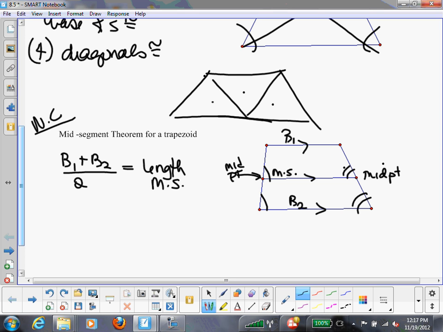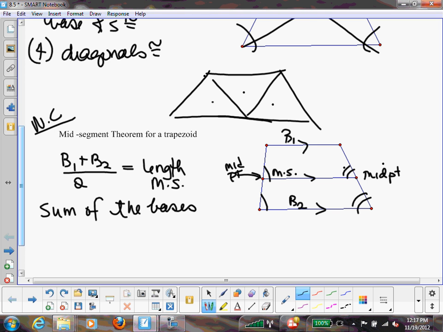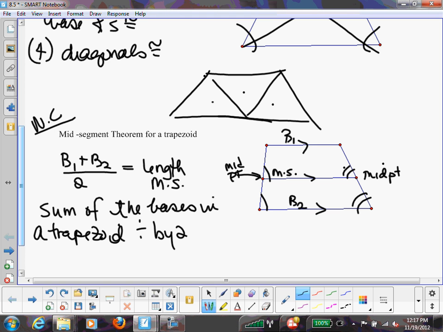So let me write that out. So the sum of the bases in a trapezoid divided by 2 is equal to the length of the midsegment, MS.